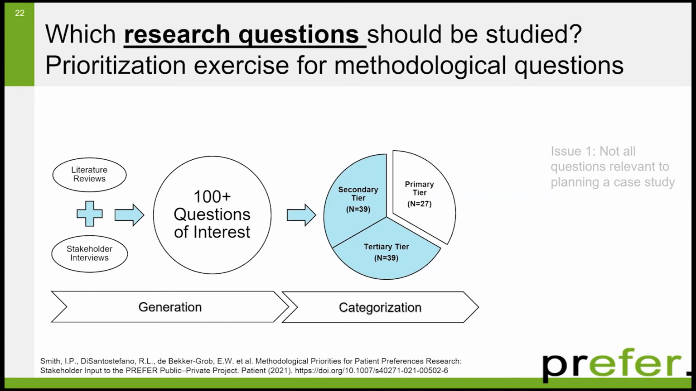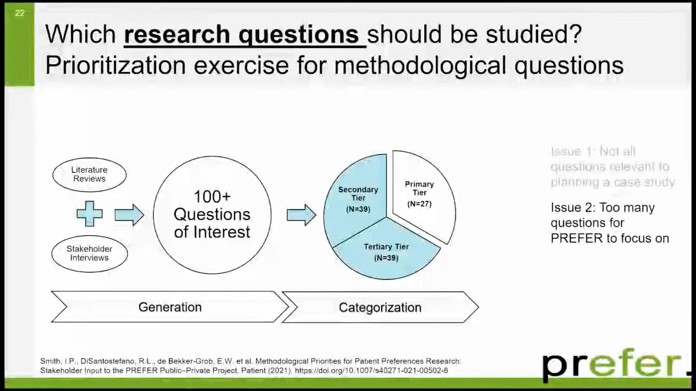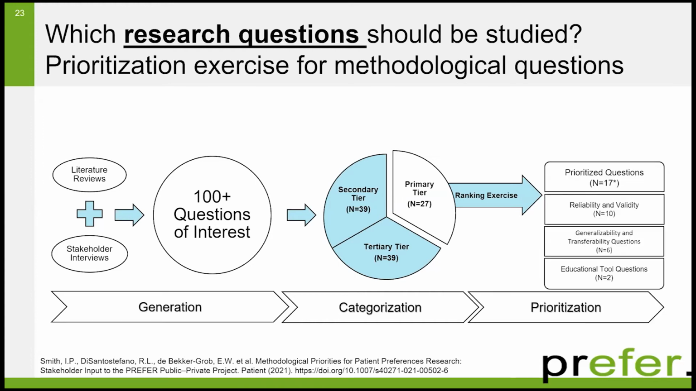So still, 27 questions is a lot. And I think a big part of Prefer, especially with having all these case studies, was not to generate one study looking at these, but really to build a solid body of evidence to help guide these recommendations. So we sat down and said 27 questions is still too many, and also not all of these questions might be as high priority as others. So we went through a ranking exercise in which we asked stakeholders in the Prefer project to rank their top 5 questions, just to see which people generally thought were most interesting and should be addressed in Prefer. And what happened was we came up with 17 prioritized questions. So of the 27 primary tier questions, 17 of those were prioritized.